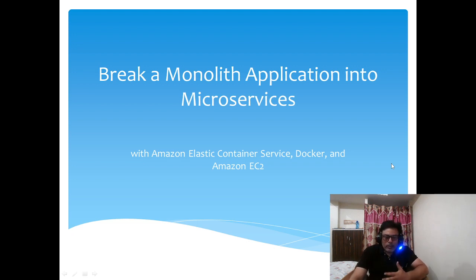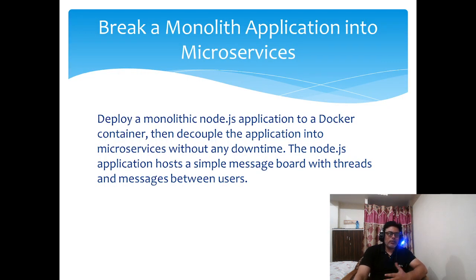Let's look into the entire agenda. This workshop will involve working with Elastic Container Service, Docker, and EC2. And as I said, what we're going to do is deploy a monolithic Node.js application to a Docker container. We're going to decouple the application into microservices, and that's going to be without downtime. This Node.js sample application hosts a simple messaging board with threads and messages between users.